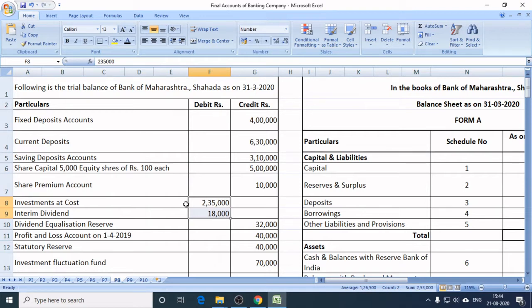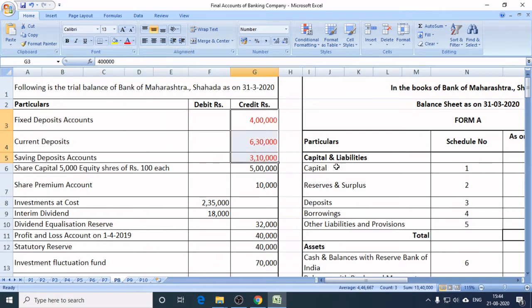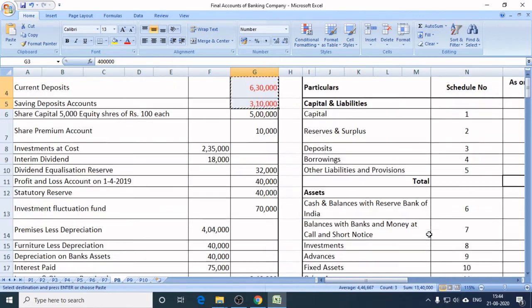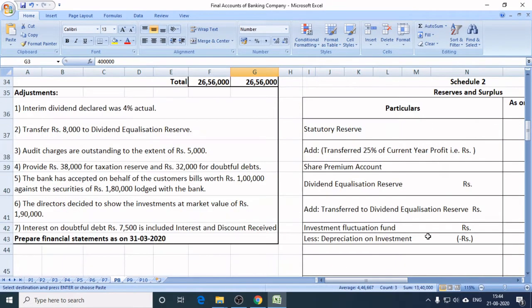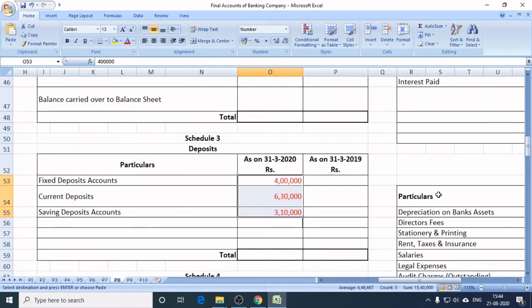Okay, now the first particular in the problem is fixed deposit accounts, second is current deposits, and third is saving deposit accounts. Now we know that these three are bank's liability, and we should show these liabilities under schedule 3, which is specifically meant for it, that is deposits. So we will record these under schedule number 3 deposits. You can see here fixed deposit accounts, current deposits, and saving deposit accounts with their values.